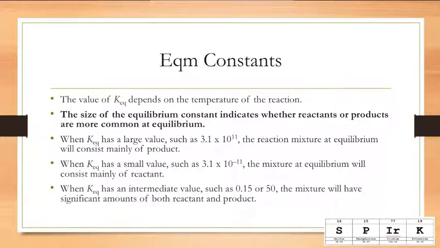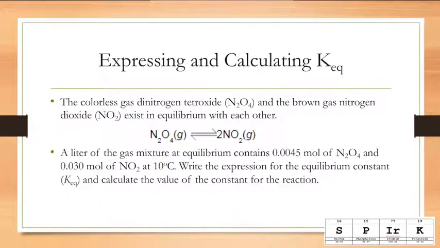When KEQ has an intermediate value, such as 0.15 or even 50, the mixture will have significant amounts of both reactant and product. So let's express and calculate KEQ. The colorless gas dinitrogen tetroxide and the brown gas nitrogen dioxide exist in equilibrium with each other. That equation is N2O4 yields 2NO2.